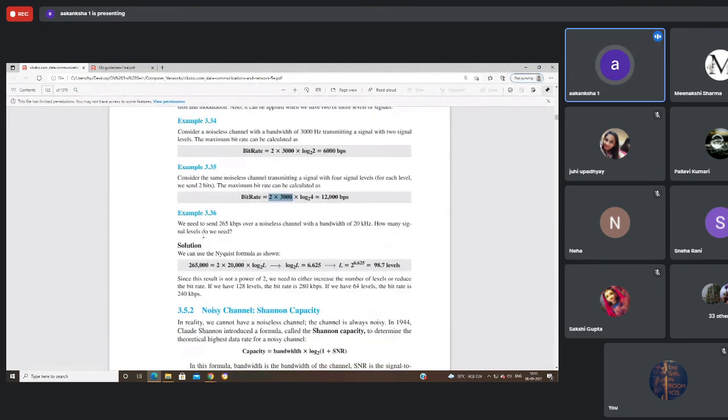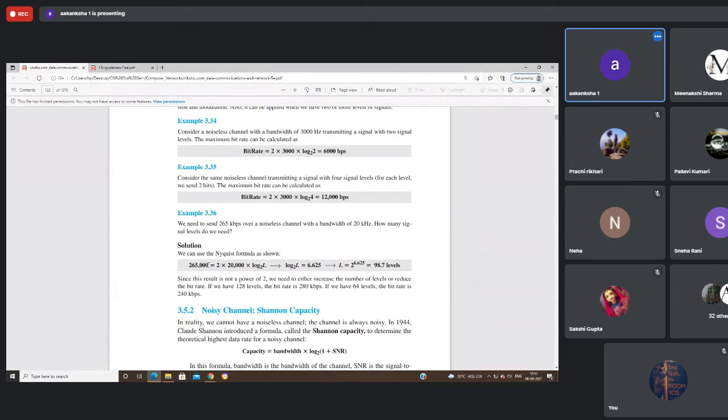Another example: we need to send 265 kbps over a noiseless channel with a bandwidth of 20 kilohertz. How many signal levels do we need? Now we have to do the reverse calculation. We need to compute L, the number of levels. The bit rate is already given to us, as 265 kbps. Normally bit rate is in bits per second, but this is in kilobits per second, so we need to convert it by multiplying by 1000.